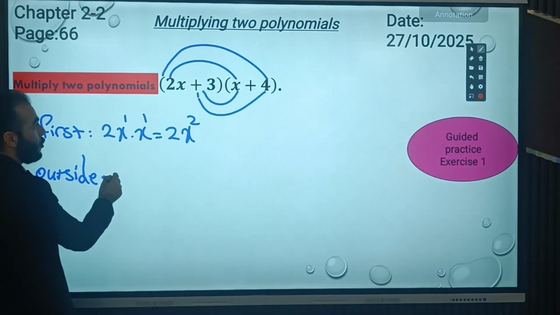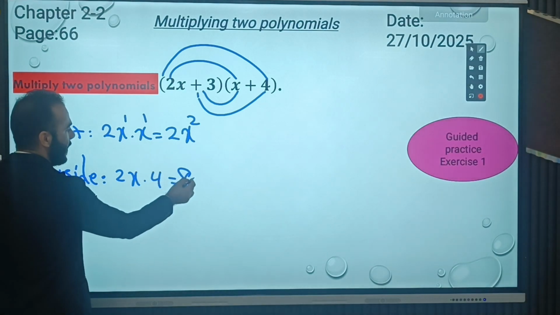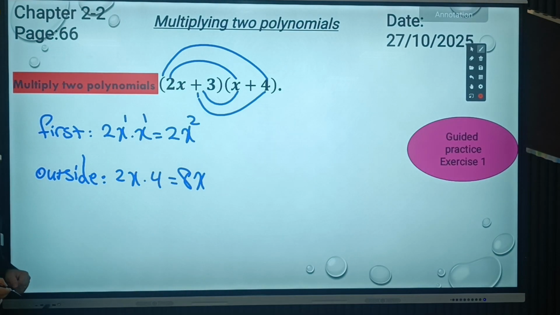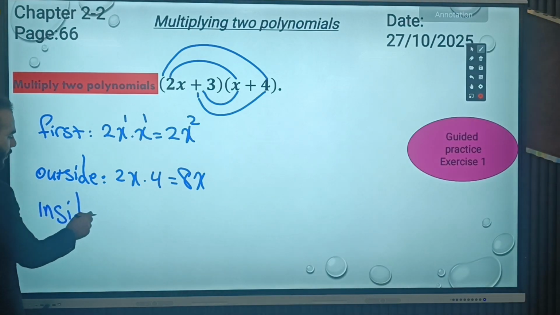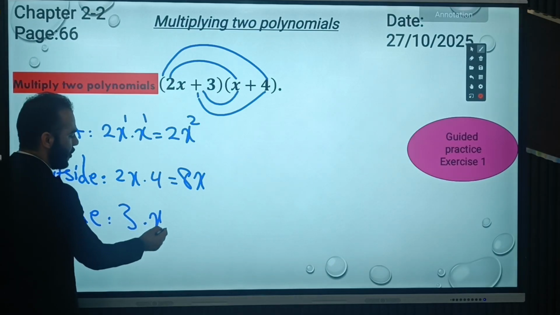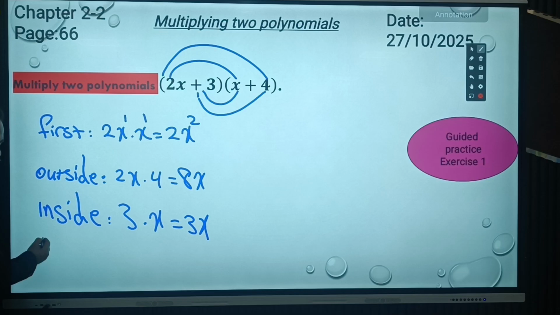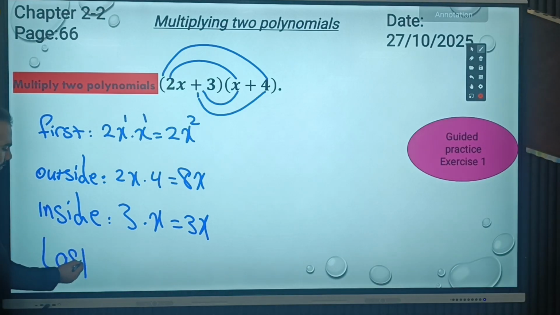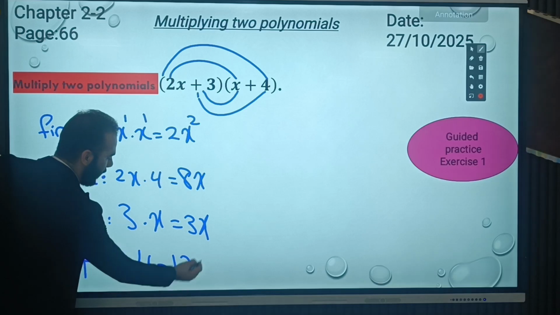And then the outside multiplication is 2x times 4. So 2 times 4, 8, and we write the x. Perfect. And then we have got the inside multiplication. So the inside multiplication here, we have 3 times x. Well, it's going to become 3x. And then finally, the last multiplication is 3 times 4, which is equal to 12.